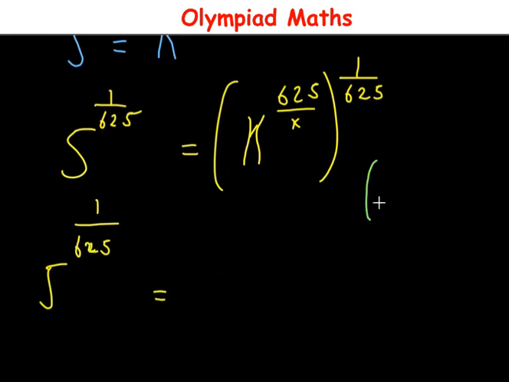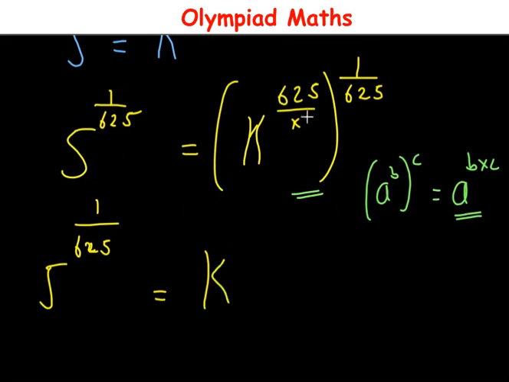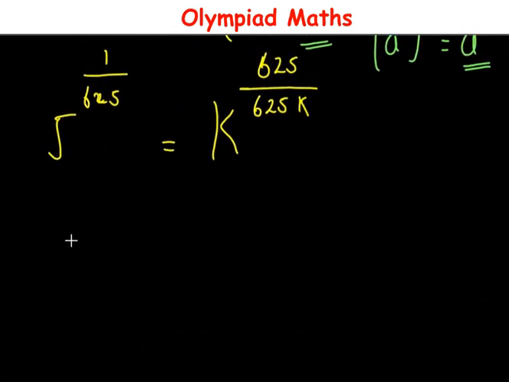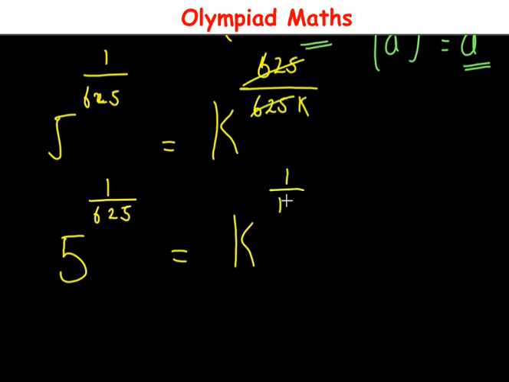this rule, that if you have a raised to power b, raised to power c, this equals a raised to power b times c. Applying this rule right here, what we have is this, we have k, now raised to power 625 times 1 is 625, all over k times 625 is 625k. Good. Such that from here, what we then have is this, 5 raised to power 1 over 625 is equal to k raised to power, this divide this, we have 1 over k.